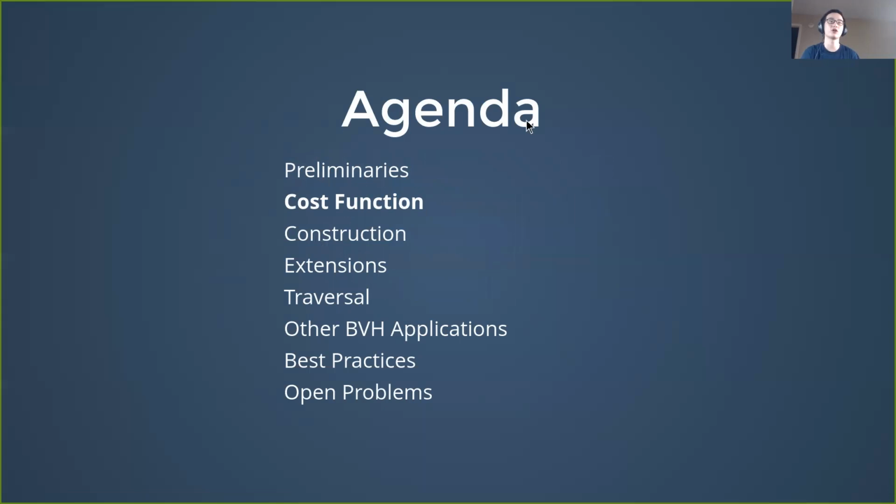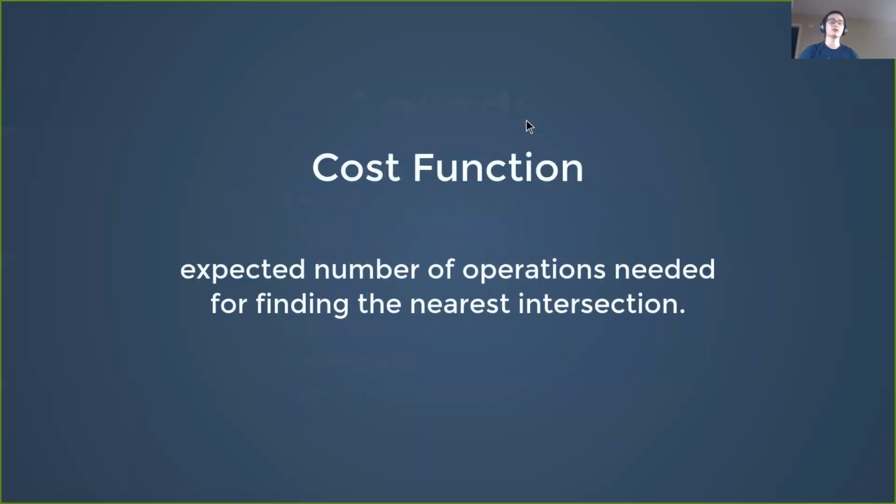Now let's talk about cost functions. So a cost function is an estimation of the expected number of operations needed for finding the nearest intersection.